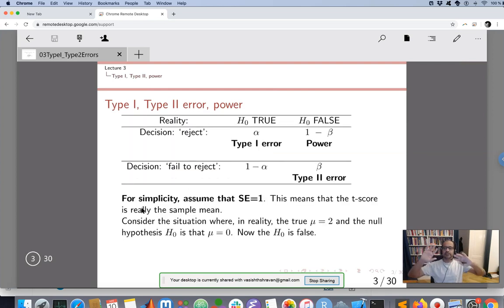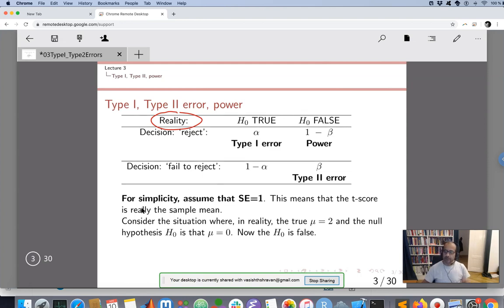So we can define the universe of possibilities as a binary one. We can either have a situation where the null is true, or alternatively a situation where the null is false. Both situations can't be true. It's one of those two, but we don't know which one. That's what I'm calling the reality. Now, when we do the hypothesis test, we make a decision. So these are the two rows in this table that I've got here.